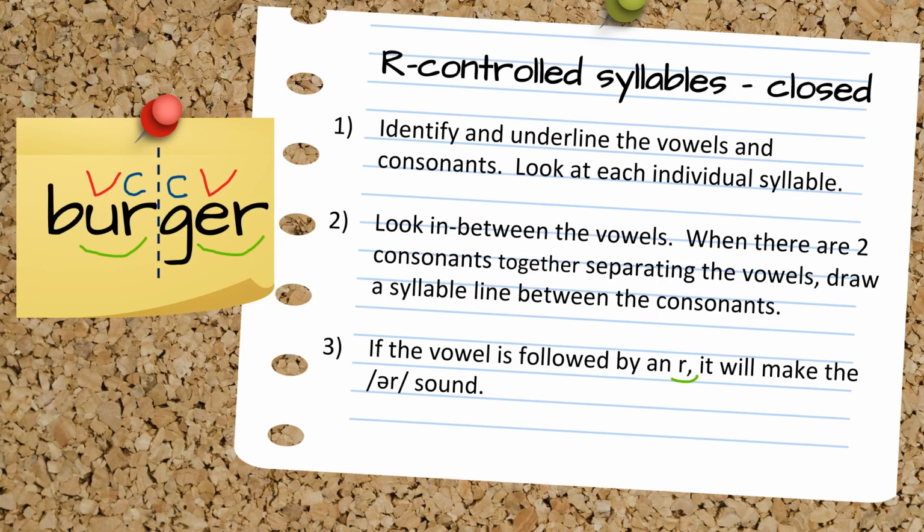Look at the vowels. If the vowels are followed by an R, it will make an R-controlled sound. This word has an R following both vowels. So both vowels are going to make the R-controlled sound of, Burger. Burger.